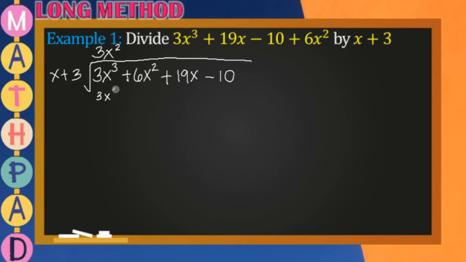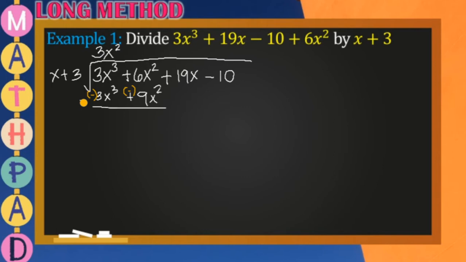Then, multiply again, 3x squared times 3. That is equal to 9x squared. Then, our procedure here is to subtract. In subtraction, we change the sign of our subtrahend and then follow the rule in addition. Therefore, the positive 3 from earlier will become negative 3, and the 9 that is positive will also become negative, and the minus will become plus.